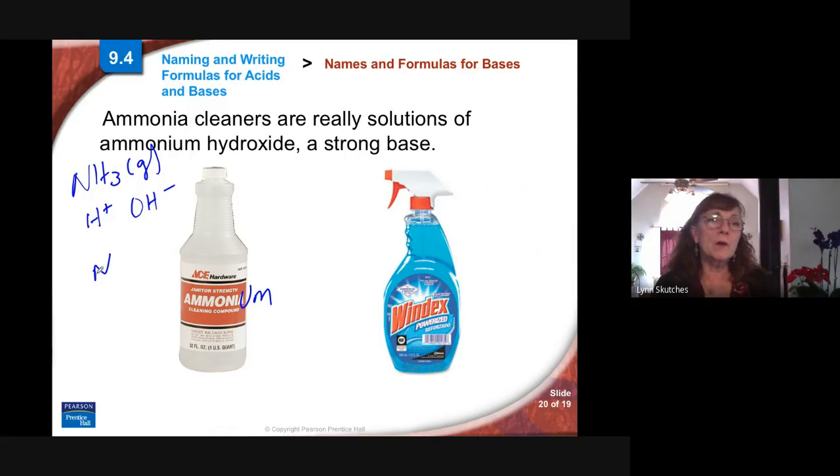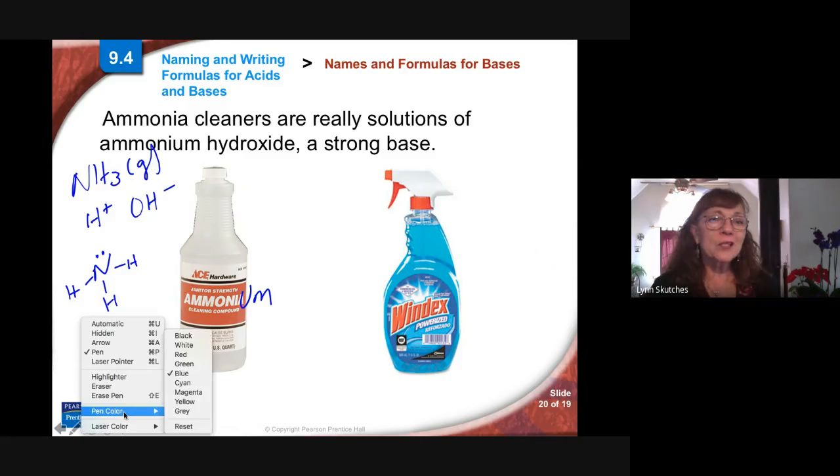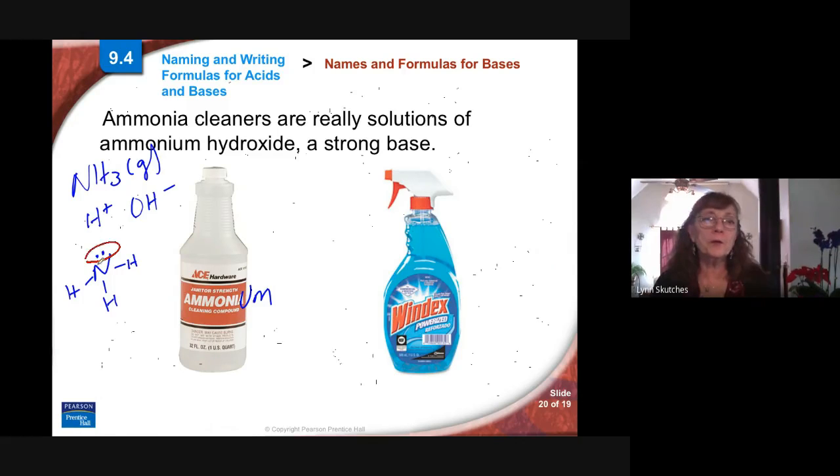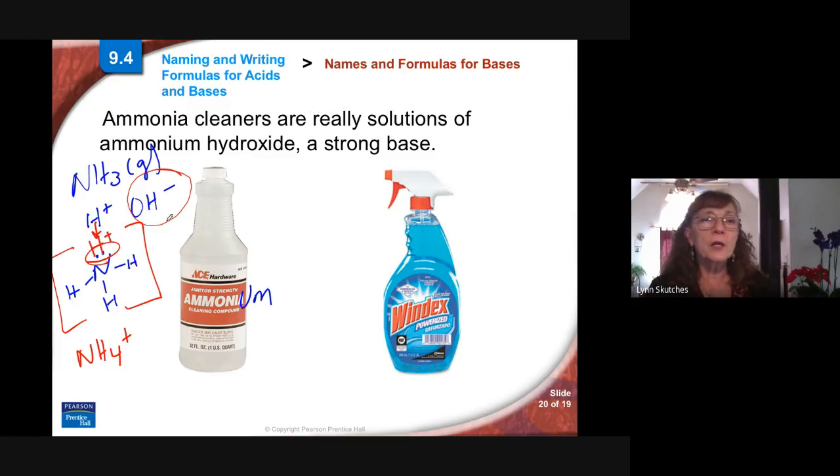I've done this for you previously, but I'm just going to draw it right now really quick. When I talked about ammonium, the hydrogen is able to stick to the lone pair on the nitrogen, okay? And we end up with the ammonium ion. So that's what's really happening. So we've got ammonium, this hydrogen right here, and hydroxide in these bottles.